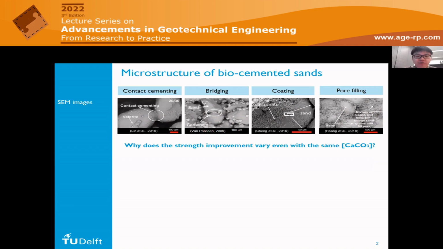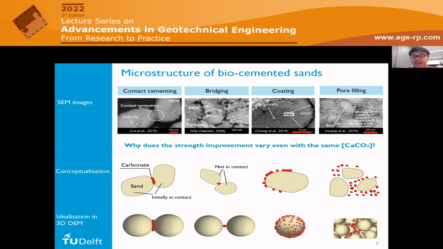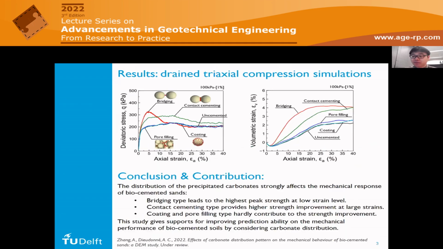So let's come back to the question: why does the strength improvement vary even with the same carbonate content? We think it could be related to the microstructures. To figure out this problem, I made conceptualizations based on the SEM evidence. Then I modeled each type of microstructure using the discrete element method with some idealization. After that, I carried out triaxial compression simulations using the numerical samples. Each of the cemented samples contains only one type of microstructure.